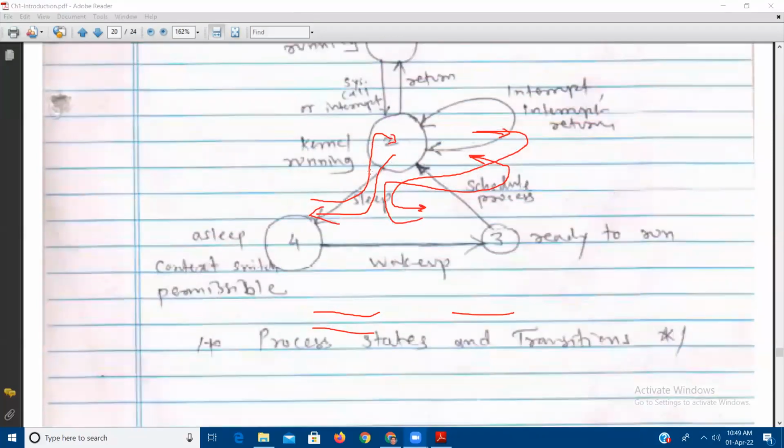हा पॉइंट मी डिस्कस करत होते, जेव्हा कर्नल रनिंग मध्ये एखादी प्रोसेस असते ती नॉर्मली ती प्रियम्प्ट केली जात नाही, ती कंटिन्यू केली जाते, ती कंप्लीट झाल्याशिवाय कर्नल दुसऱ्या प्रोसेसला कंटेक्स्ट स्विच करत नाही. So this is the reason behind it why kernel behaves like a non-preemptive. So just keep in mind, kernel behaves like a non-preemptive when process is running in kernel running state.